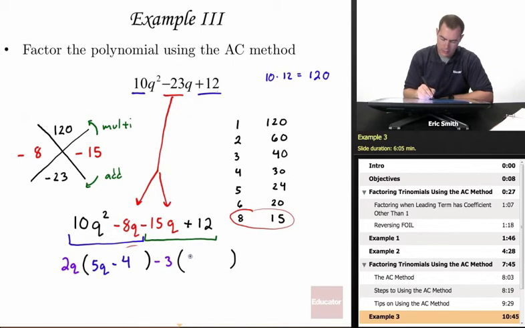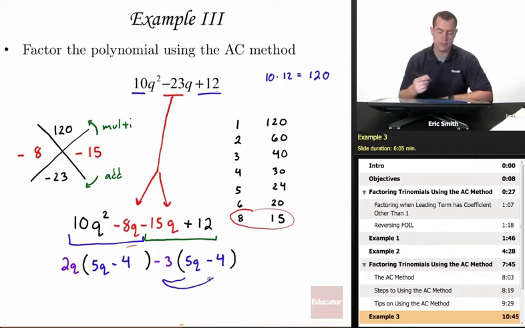Let's see, that would leave us a 5q minus 4. And notice how the signs really do match up. Negative 3 times a positive 5 would give us that negative 15. Negative 3 times a negative 4 would give us that positive 12. All right, now we can go ahead and wrap this one up.